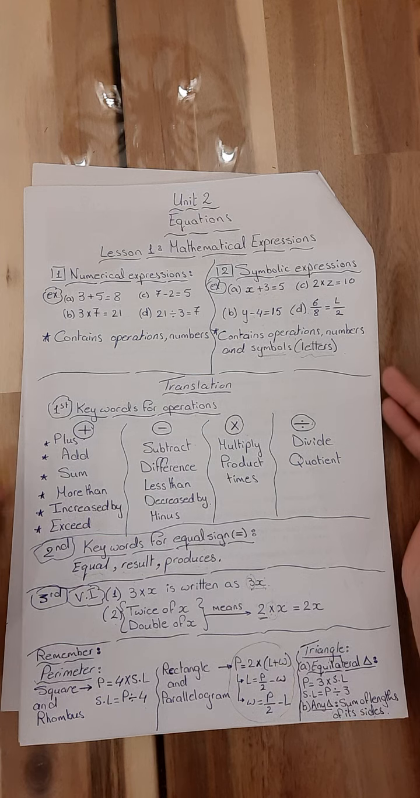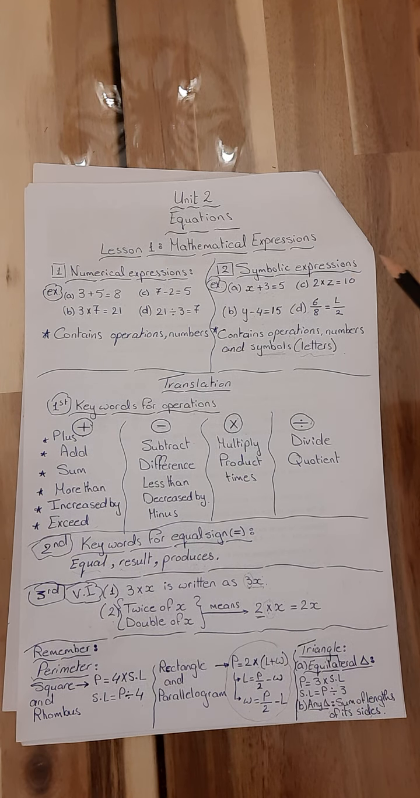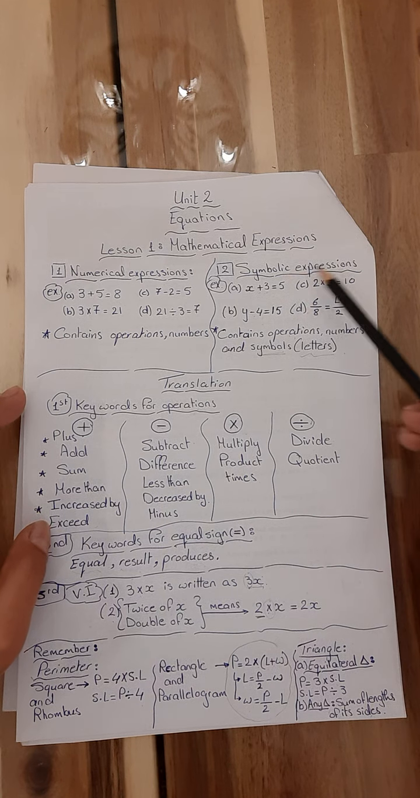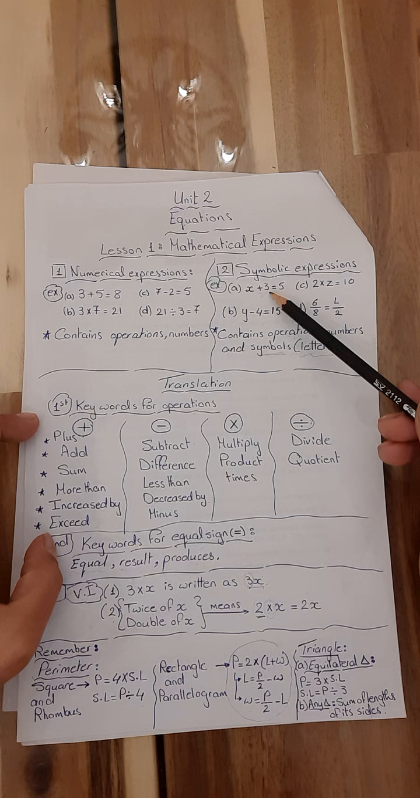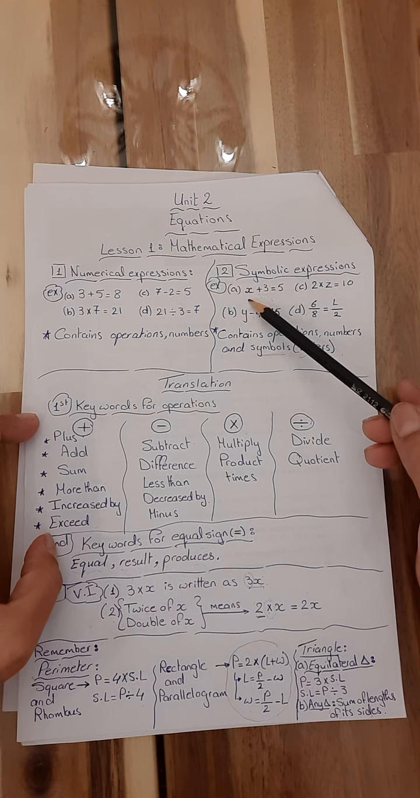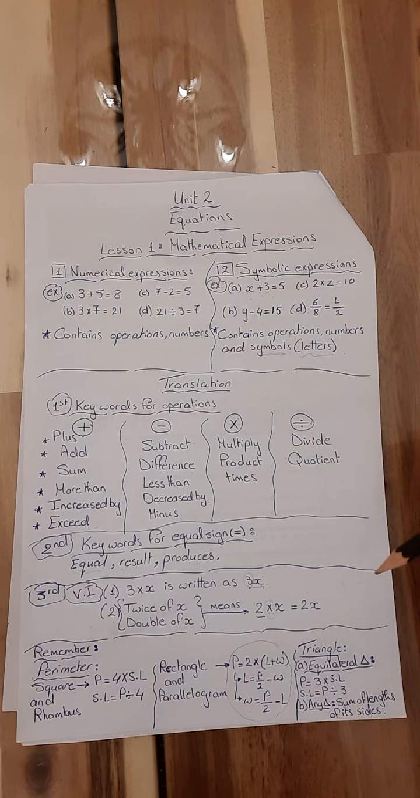What is going to happen in this unit? He's going to give you an English sentence, and we are going to translate it into symbolic expressions, expressions containing operations, numbers, symbols, which are letters, and the equal sign. To translate, we need to know the keywords because he's going to give me English.